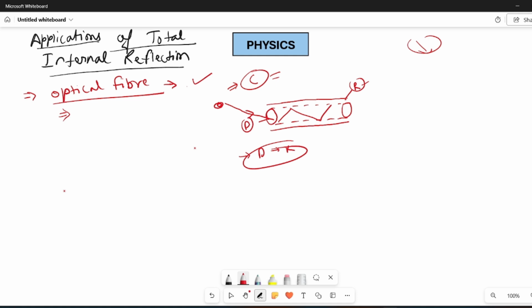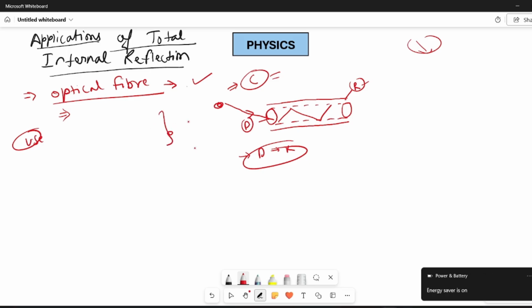Now how exactly do we use it? Use किस तरीके से होगा इसका? देखो बच्चे, first what we do कि we take all the data, and we convert that data into light energy.